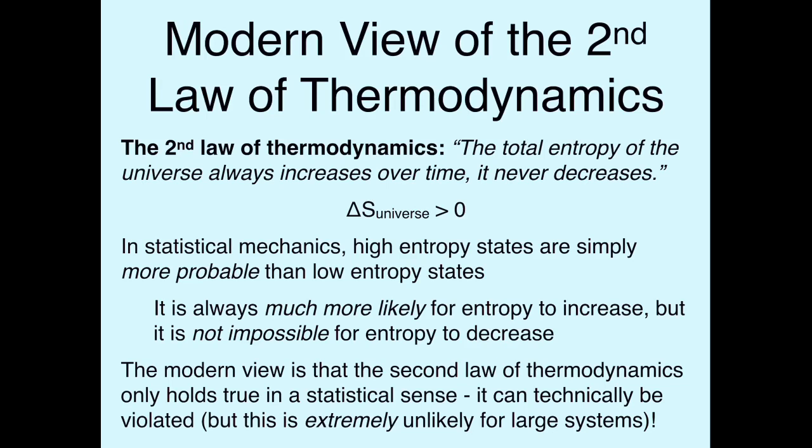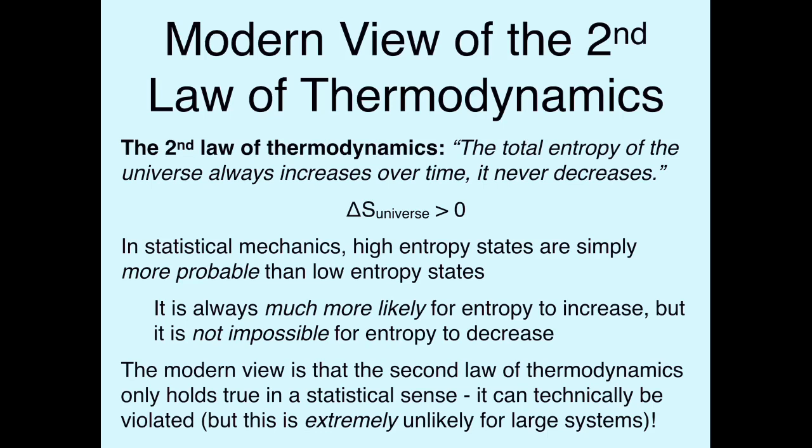So the modern way to think about the second law of thermodynamics is not that it holds in some kind of absolute sense, but it holds true in a statistical sense. It can technically be violated. You can technically have entropy decrease, but it's extremely unlikely. And by the way, the bigger your system is, the more particles it has, the more unlikely it is to see entropy decrease.